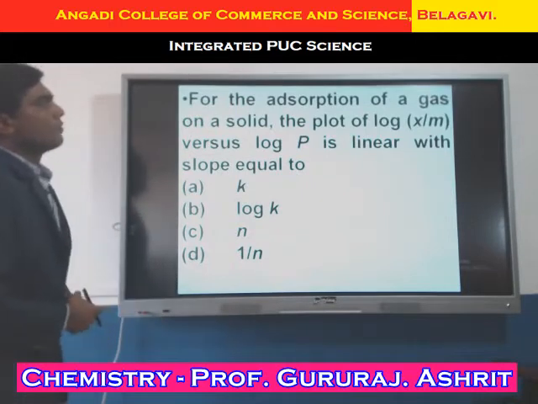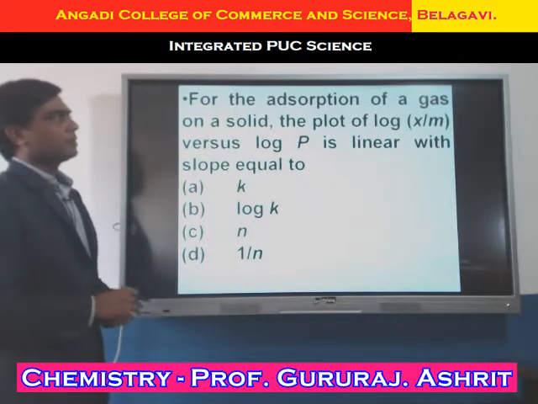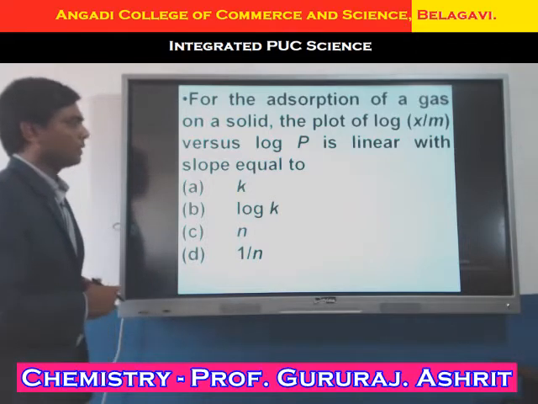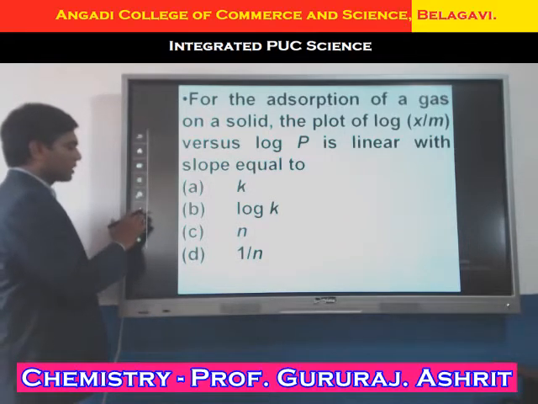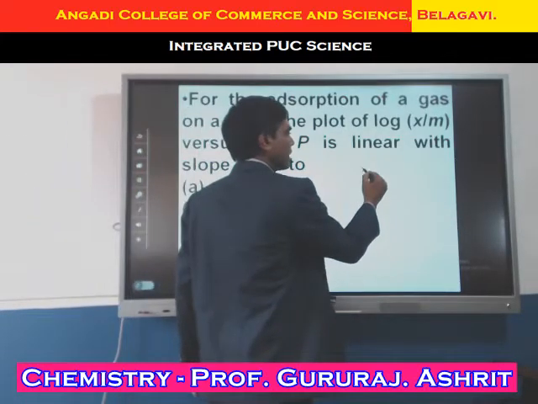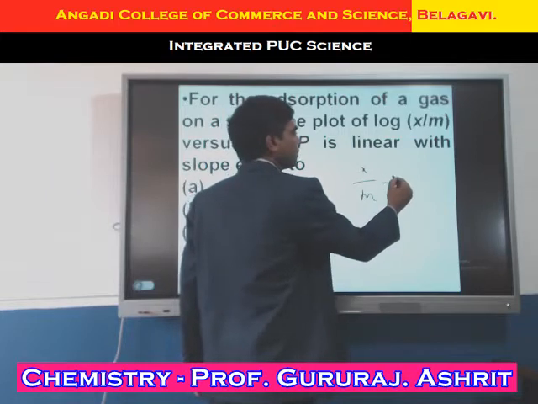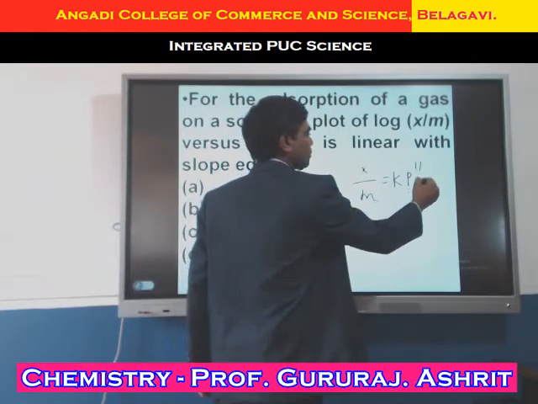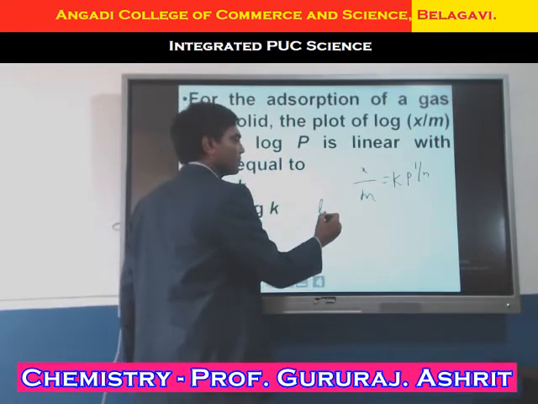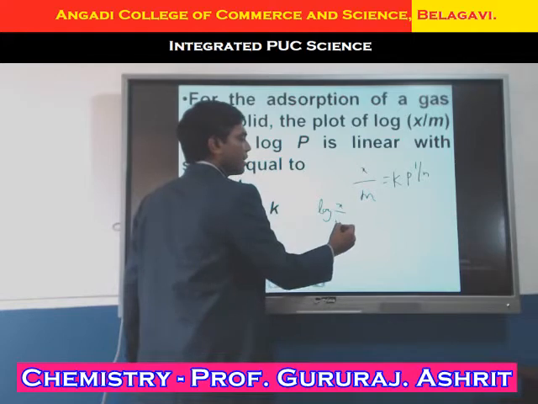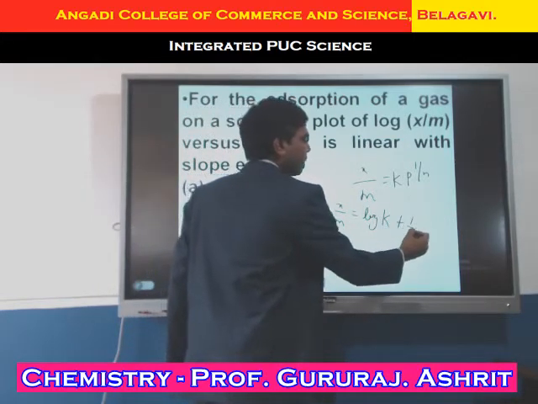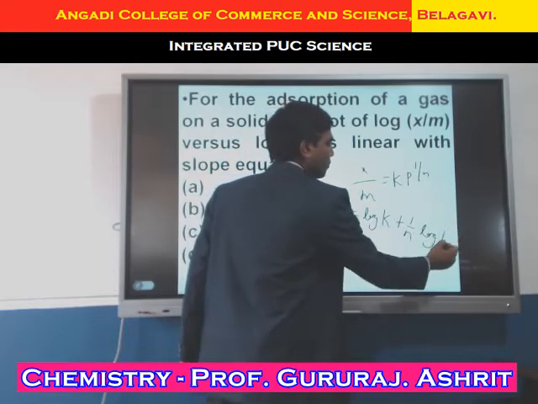Next question. For the adsorption of a gas on a solid, the plot of log x by m versus log p is linear with a slope equal to. So already I was discussing the Freundlich adsorption isotherm. I have the equation x by m is equal to k into p raised to 1 by n. If you apply log on both sides, what happens here? Log x by m is equal to log k plus 1 by n log p.